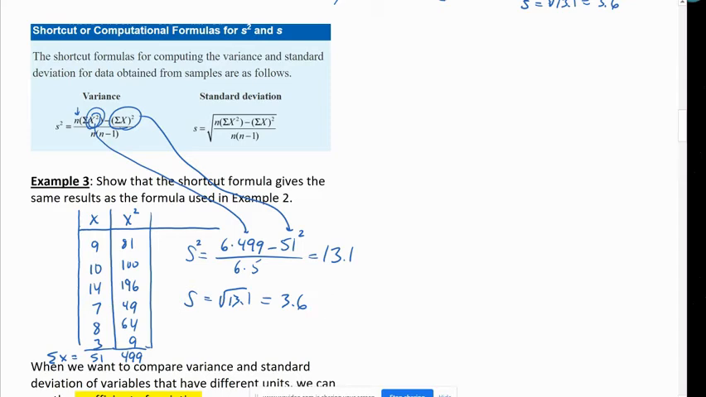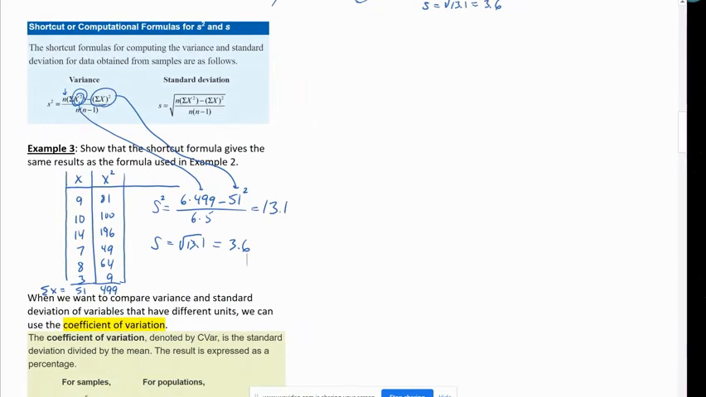Okay, so we get the same answers. It's just a generally easier way to do this. So notice that this only works for sample variance and standard deviation. But if we're doing the whole population, we still have to use the full method, like we did in example 1.